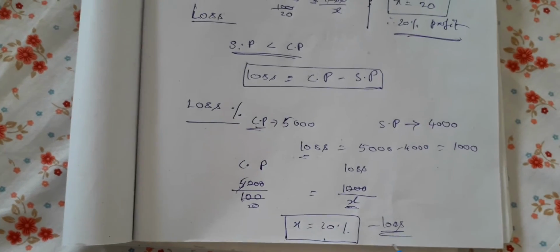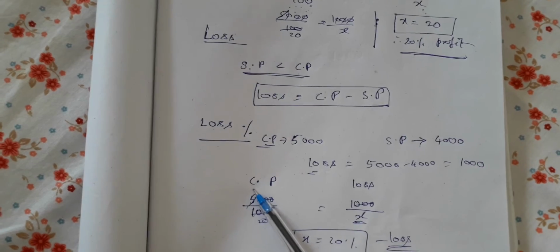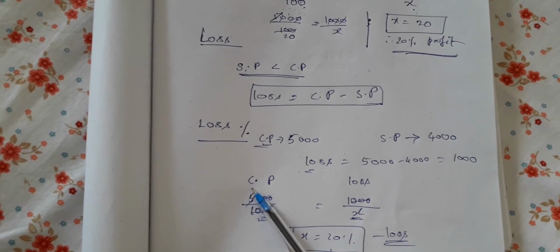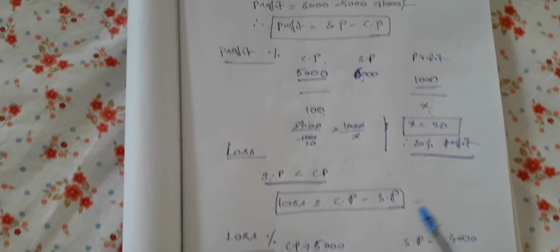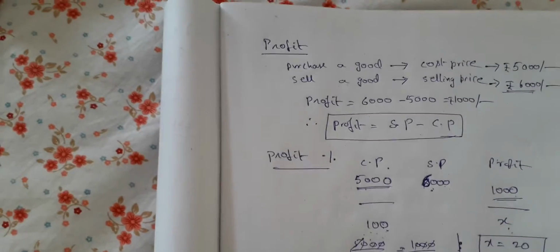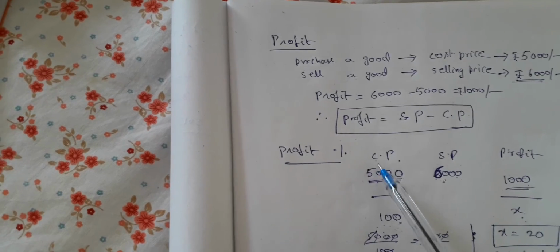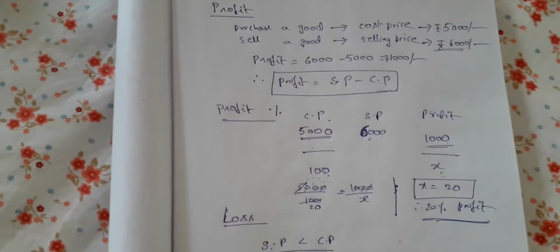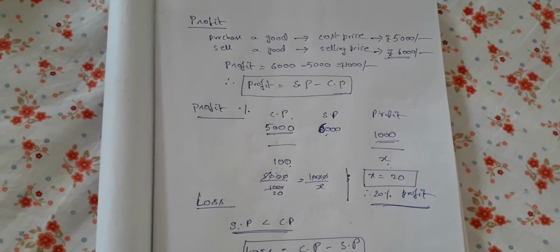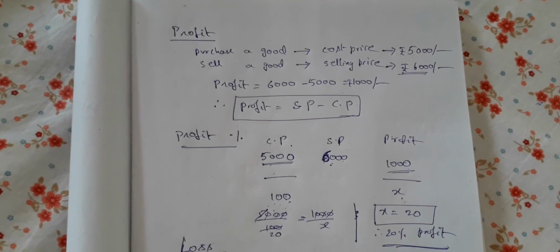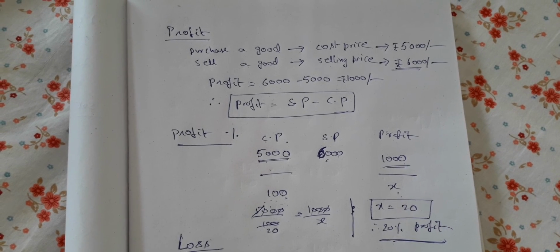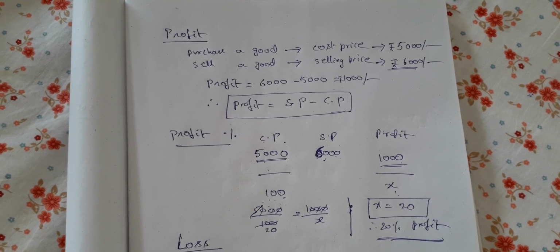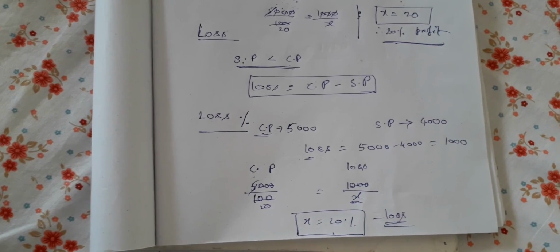Whenever you are taking loss, you have to compare with the cost price only. You have to take in the ratio form the cost price value only. And whenever you are taking profit also, you have to take the profit on one side and cost price on the other side. So please be careful while you are doing the problems. Pause the video, copy the notes: profit and profit percentage, then loss and loss percentage.